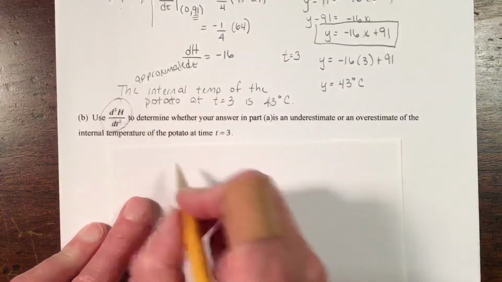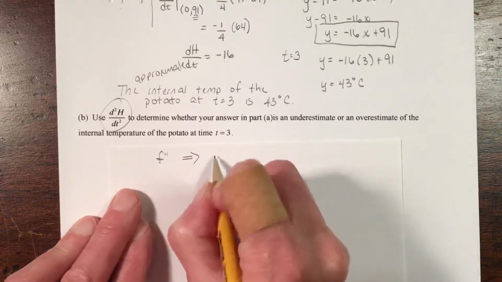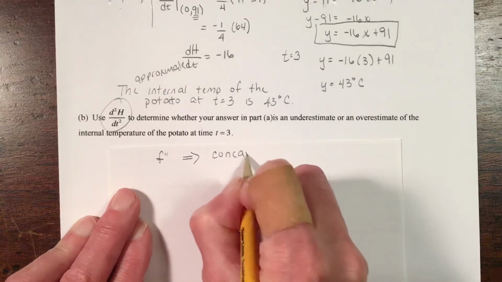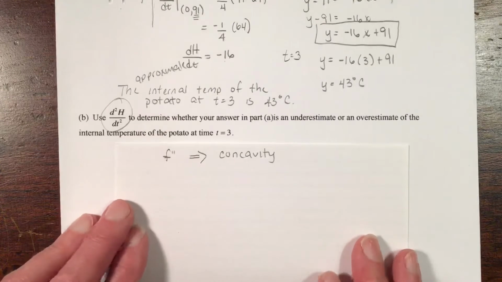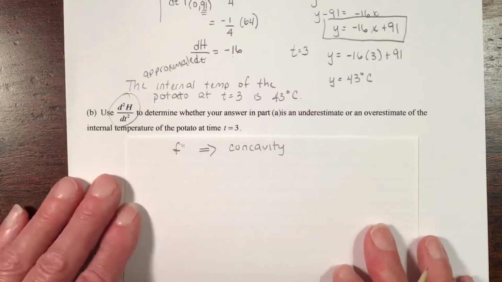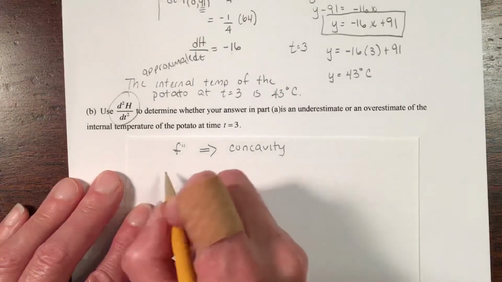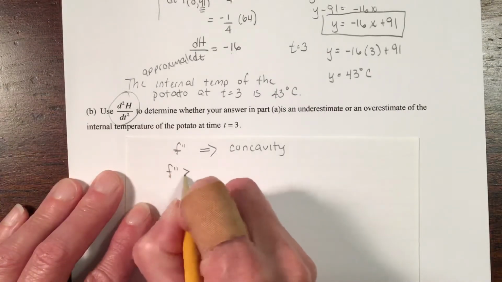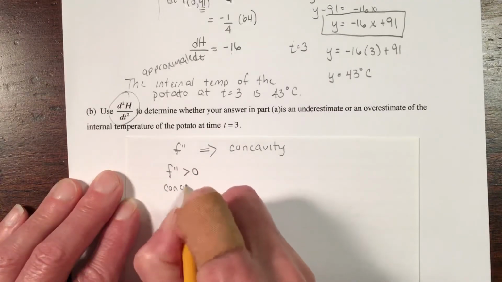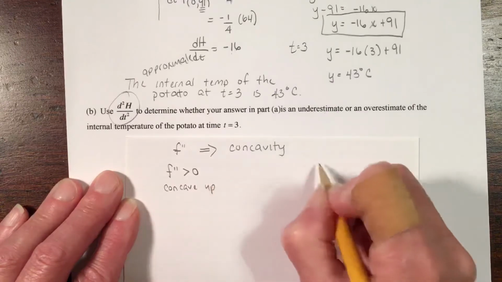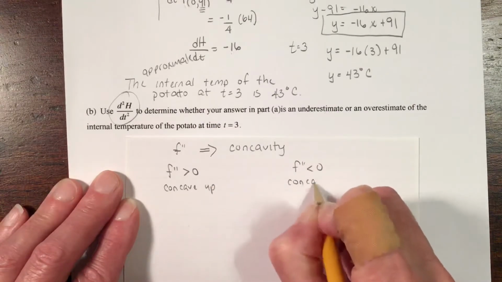Think back to the second derivative and what it tells us. The second derivative tells us about the concavity of a function. Okay, and this is going to help us because the concavity of the function will help us determine whether or not we have an underestimate or an overestimate. Remember, when f double prime is greater than 0, our curve is concave up. And when f double prime is less than 0, our curve is concave down.